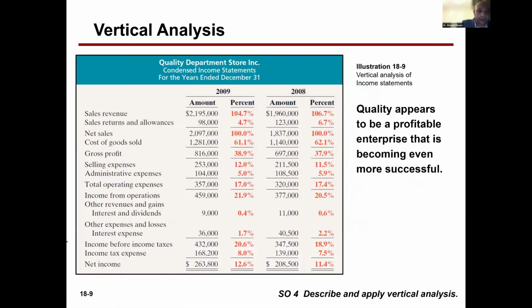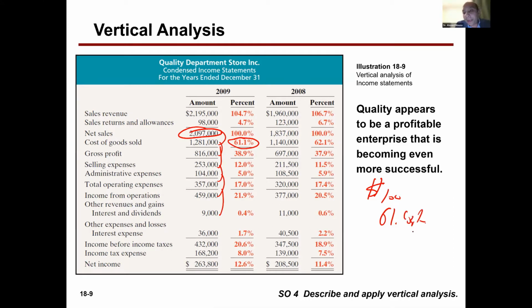Yes, net sales, you have here net sales 100%, and you divide each item by the net sales amount, and so at the end you find that your cost of goods sold is 61% of your sales. So if you sold a medicine for $100, that means that you pay $61 for it. It's cost.